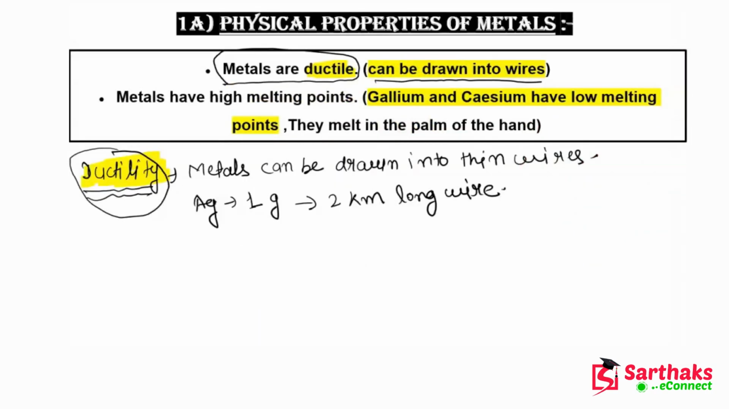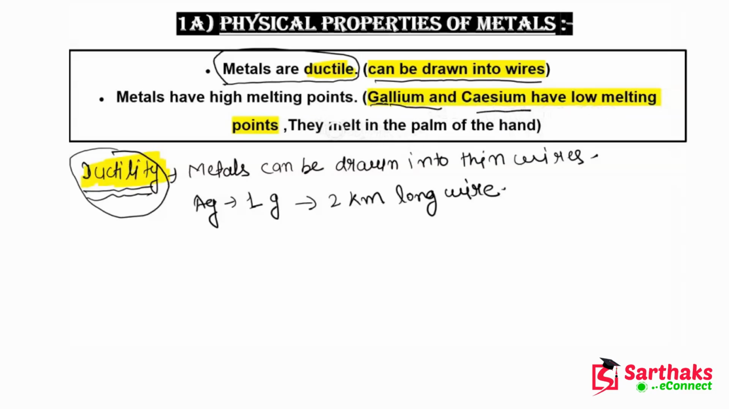Now let's talk about the other type of property, and that is metals have high melting point. It means they will melt at very high temperature. But I also told you that in this part there will be lots of exceptions. So here is an exception as well: gallium and cesium. These have very low melting point.